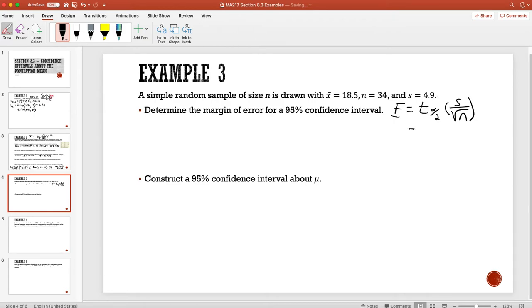So in this case, this will be t sub 0. We want a 95% confidence interval, so alpha is 5%, which means alpha divided by 2 is 0.025, so 2.5%, times the sample standard deviation of 4.9 divided by the square root of 34.